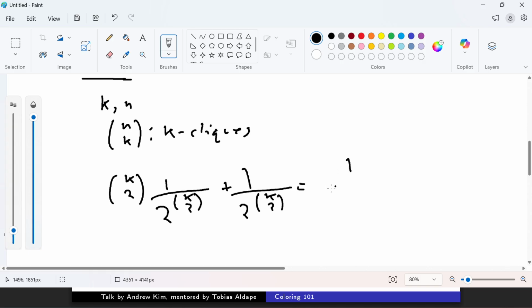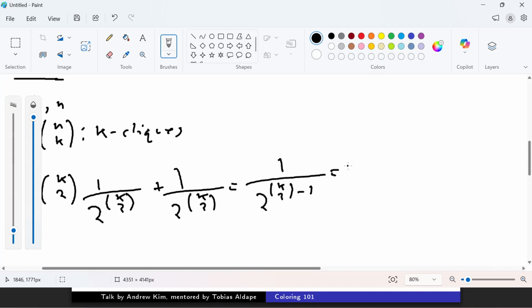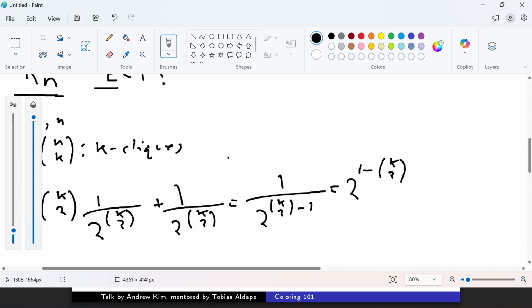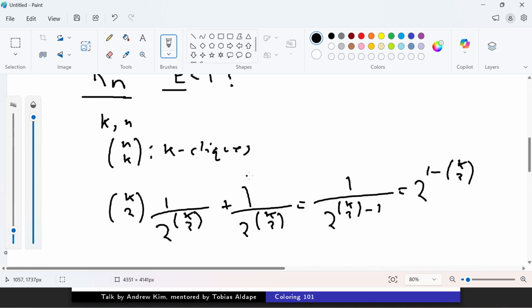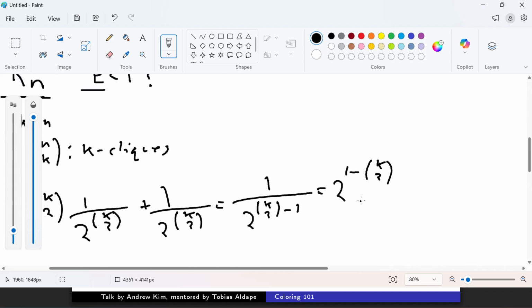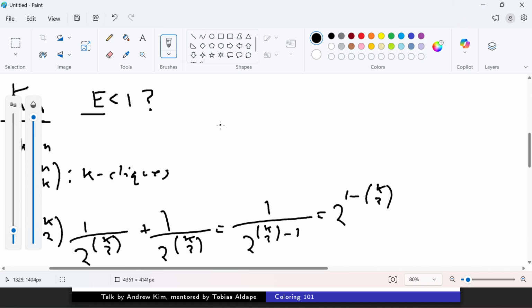So in total, the probability of it being monochromatic is 2 to the 1 minus k choose 2, which is how we're going to write it, just for convenience. So there's n choose k different k-subgraphs, and each subgraph has a 2 to the 1 minus k choose 2 chance of being a monochromatic clique, which means that the expected number of cliques is just n choose k times 2 to the 1 minus k choose 2.